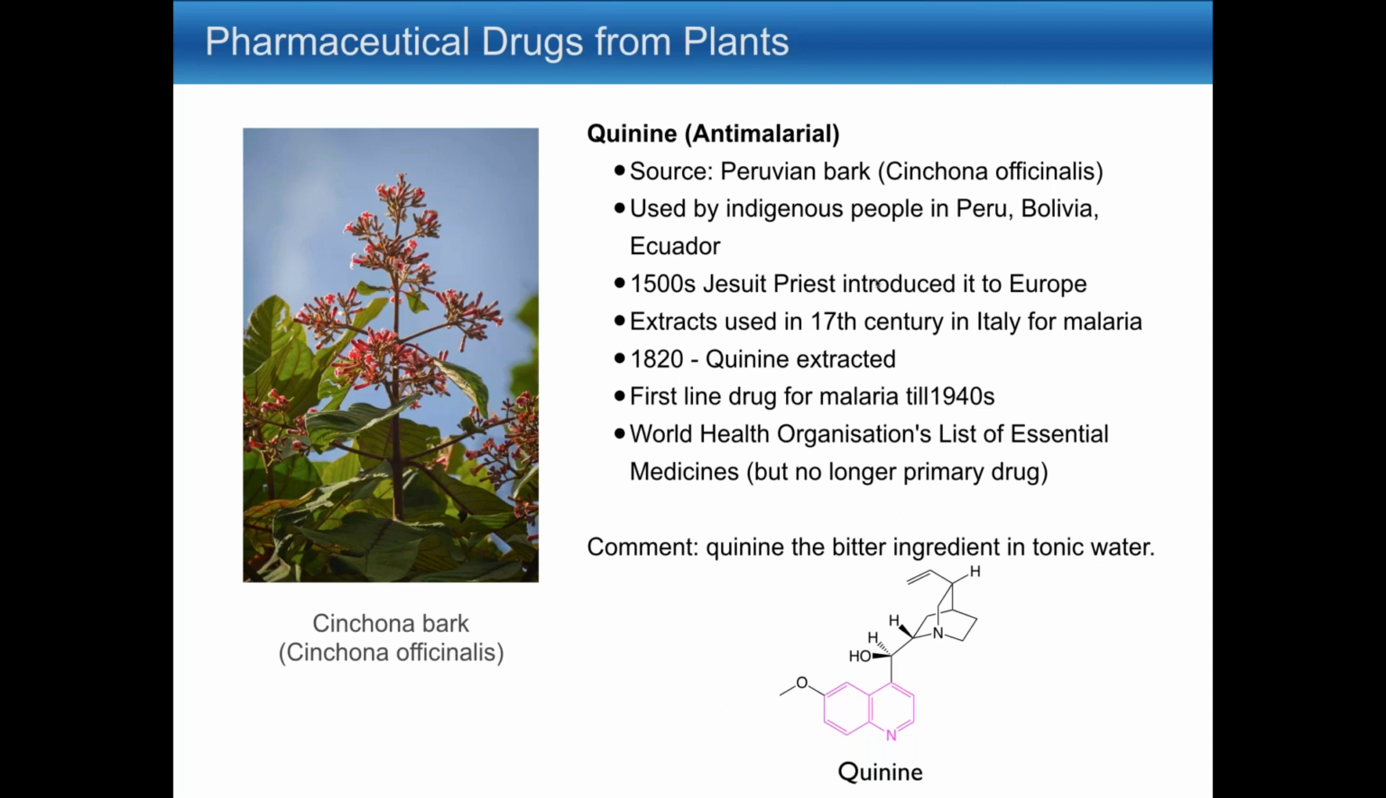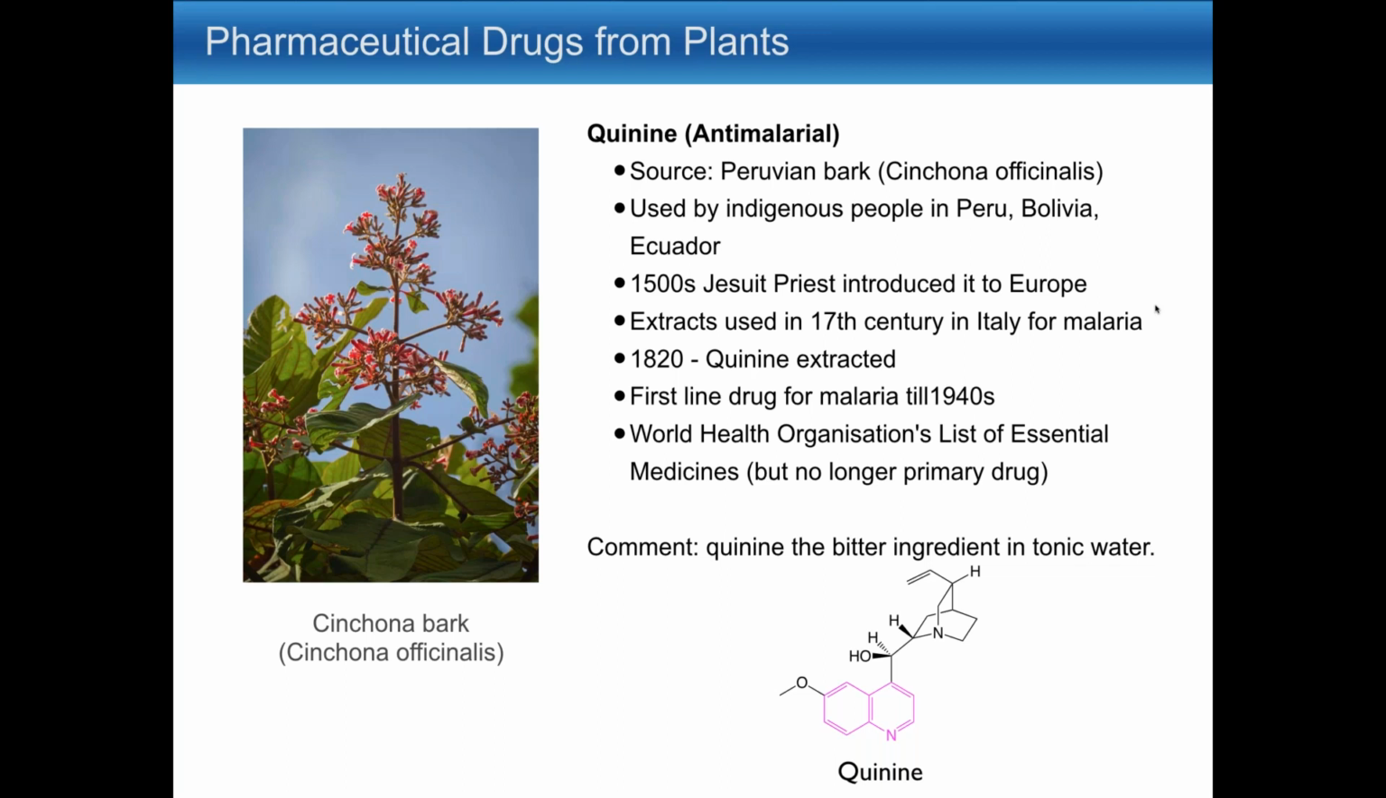And it was discovered in Peru by a Jesuit priest who noticed that the indigenous people, when they got malaria, would drink this herbal extract and it would make them better. And so this information was brought back to Europe, and in the 17th century, extracts were used in Italy to treat malaria, because especially in Italy, there was malaria in various parts of Europe. So they had crude extracts, and then in 1820 they actually extracted quinine, which is the main antimalarial compound in cinchona bark. And this was the first line drug against malaria until about the 1940s.